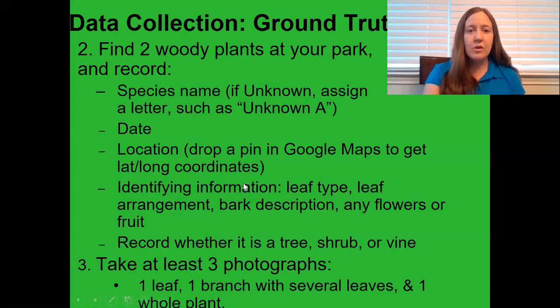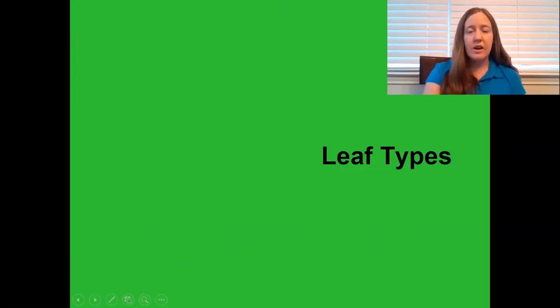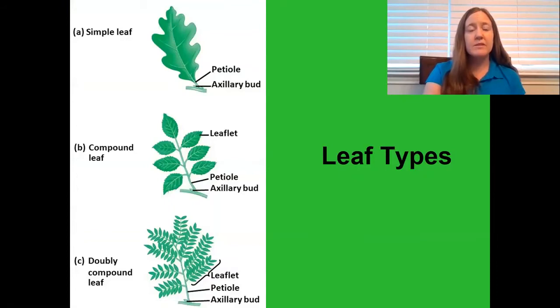So let's talk a little more about this identifying information that you need here. Leaf type is one that you should record to help you identify the plant, and there are a few different leaf types here. This one on the top is a simple leaf, where you have one leaf blade. Here's the stem or the branch, and the leaf is attached by this petiole, which is the thin green part that just holds the leaf blade onto the stem or the branch. So this is a simple leaf. This second one here is a compound leaf.